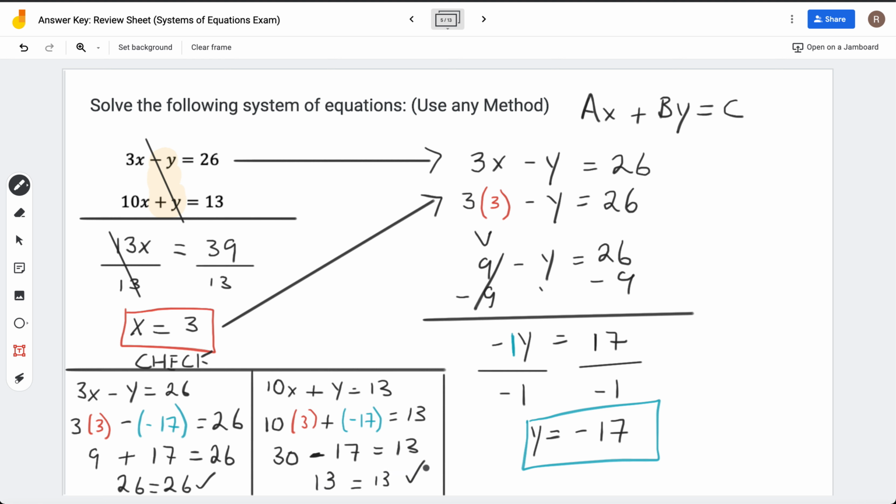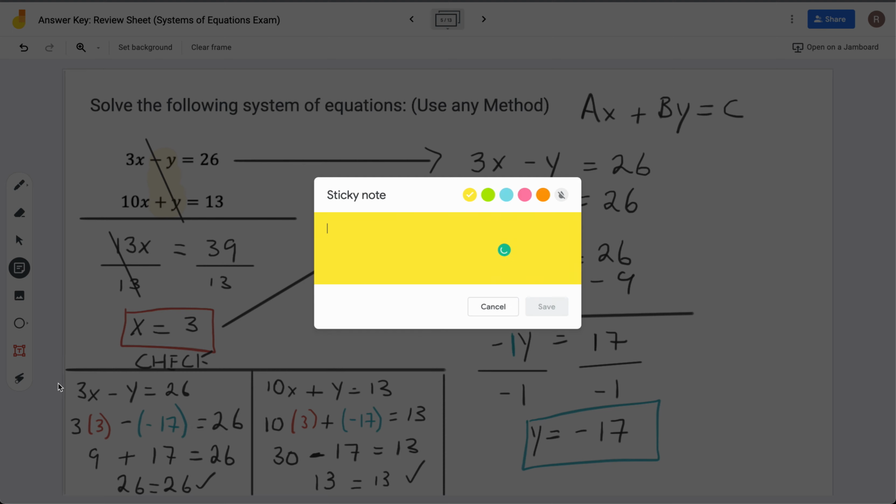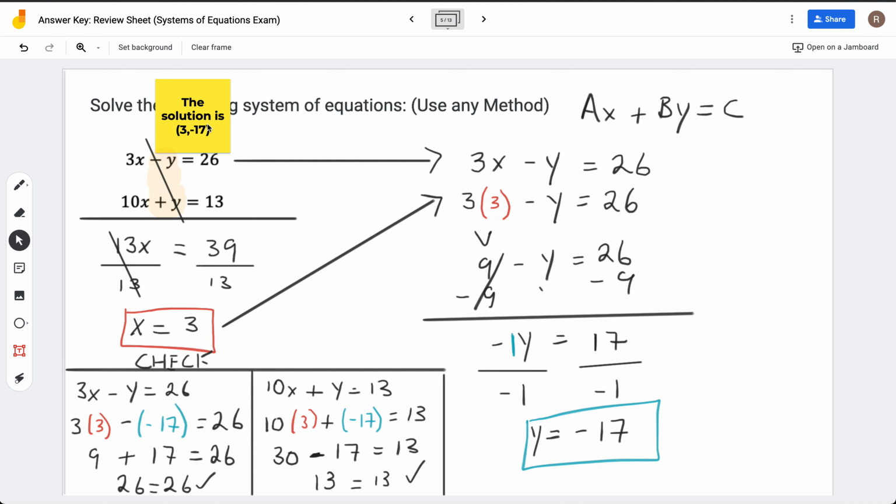Our check works. So our solution always ends in some type of statement. The solution is 3, negative 17. And boom, that's your answer. All right, guys.